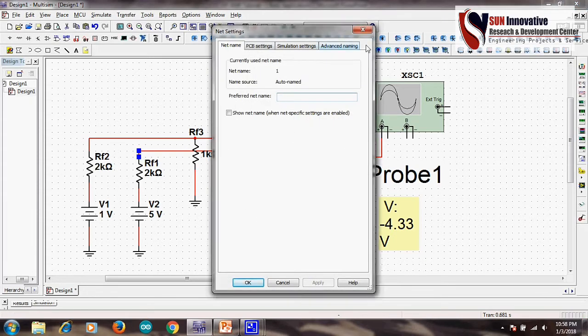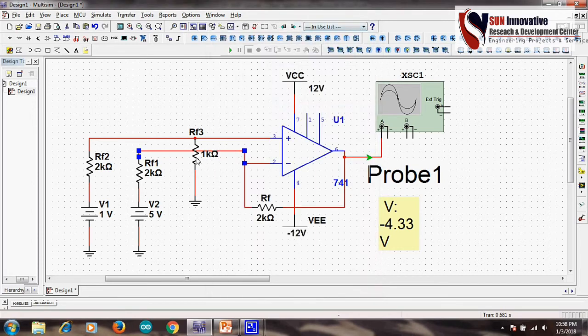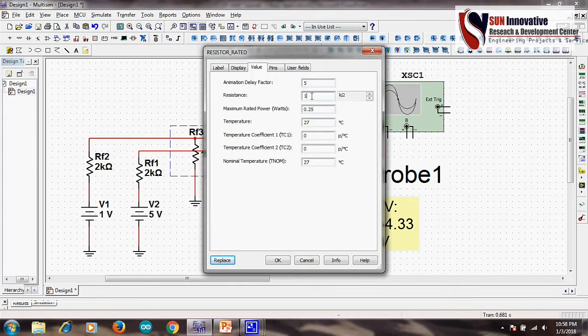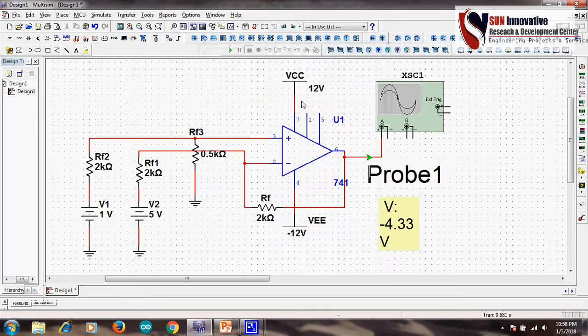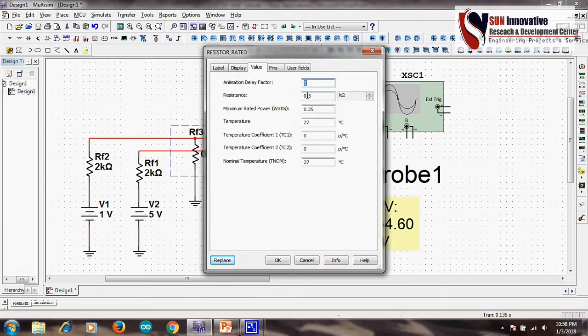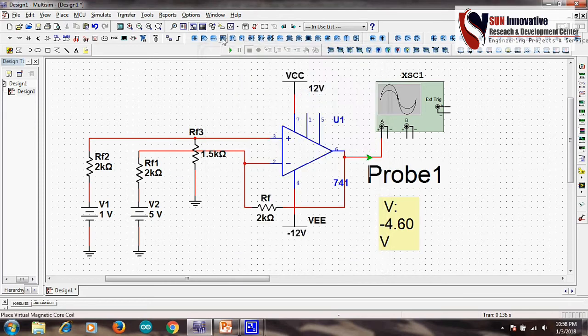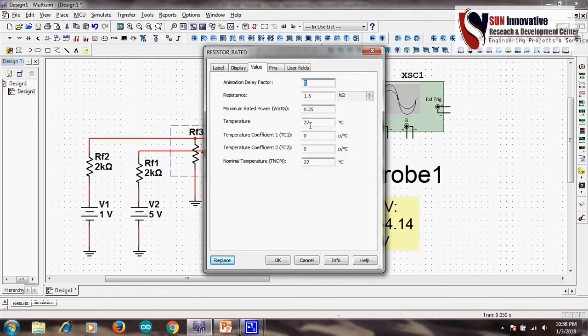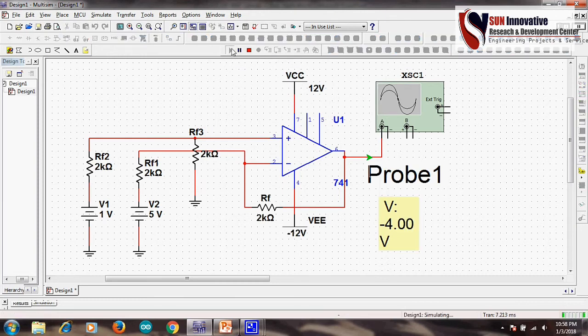Suppose it is not purely 4 voltage, so you can change the value of the 1 kilo ohm resistance by 0.5. You see the change, you see the difference. It is increasing. So it is better to take 1.5 again to reduce the output voltage deficiency. Again take the 2 kilo ohm. So now it is running perfectly, 1 minus 5 voltage as 4 voltage.